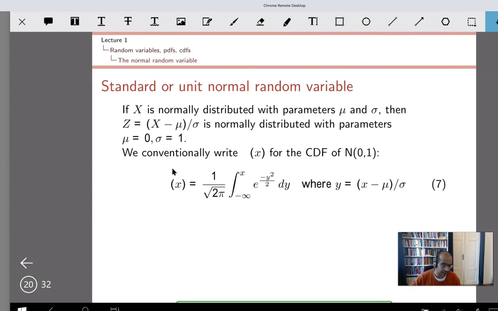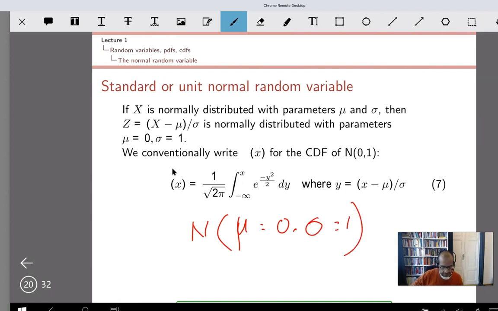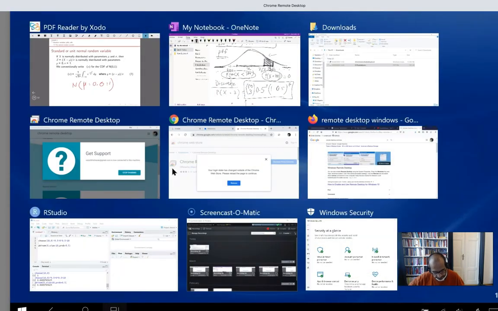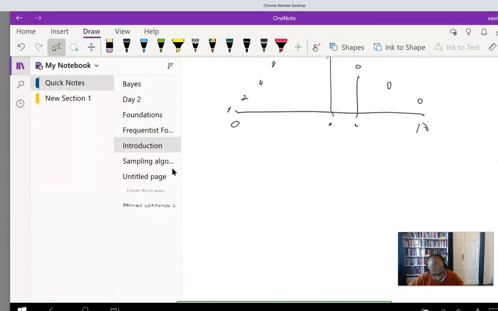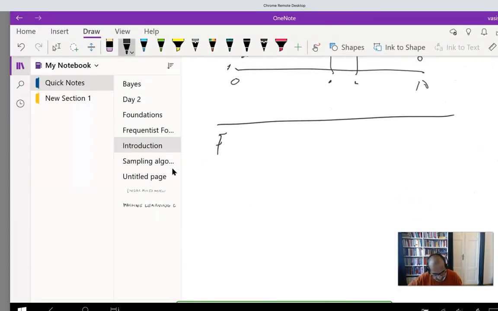Okay, so one special kind of random variable that sometimes turns up in statistics is the standard or unit normal random variable. This is the normal distribution with mean equal to 0 and standard deviation equal to 1. Right? This is called the unit or standard normal random variable. This random variable is actually quite interesting, so it's worth thinking about for a second. So here's a fact that you need to know.